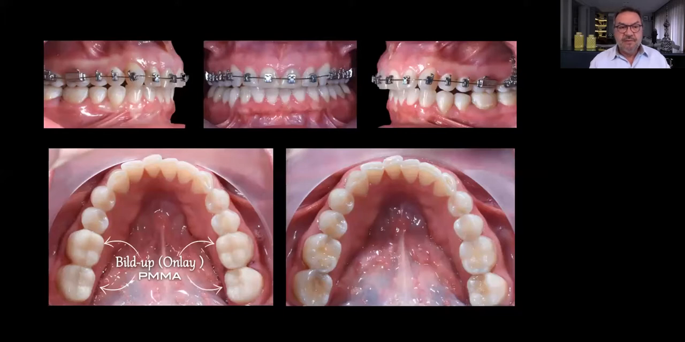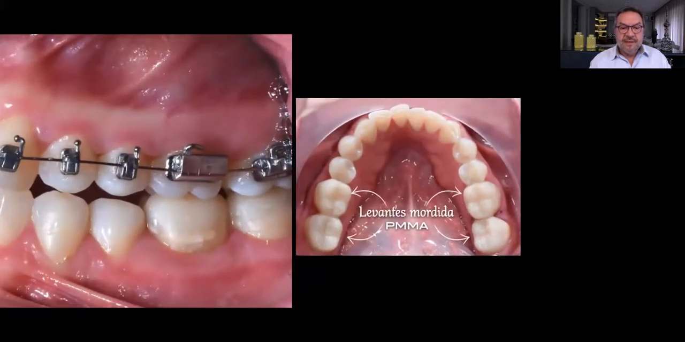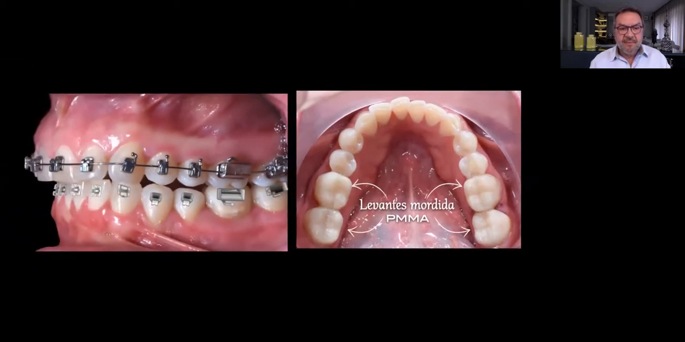But this way, when we put onlays in the posterior teeth, take a look at the molar, where the molar grew up, okay? The size, the lower molar size. So when we put the braces here, past the arch wire, this arch wire is going to move the premolars up and the lower incisors forward.